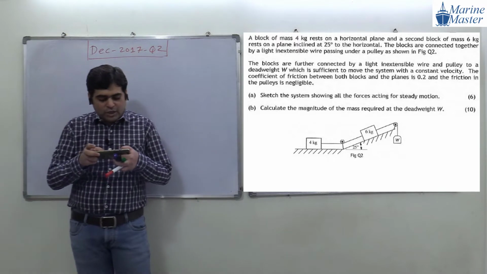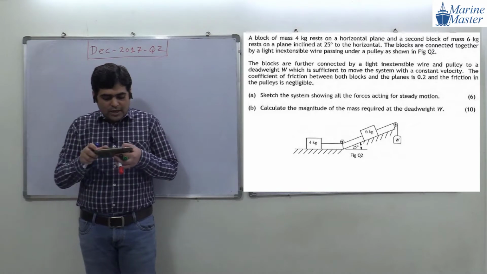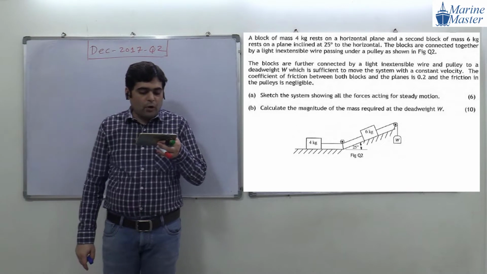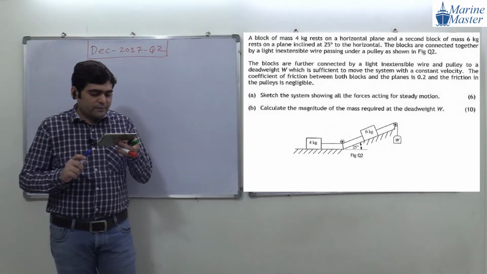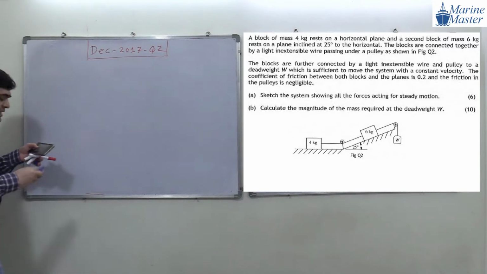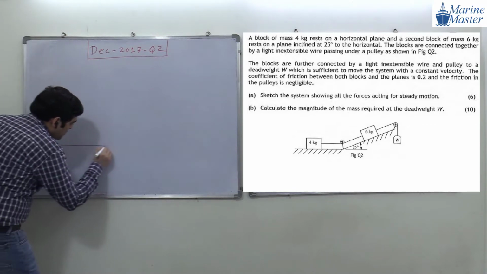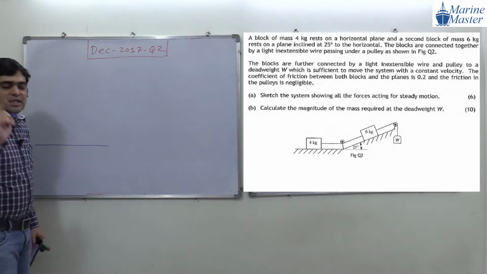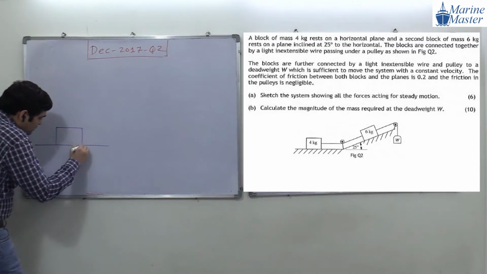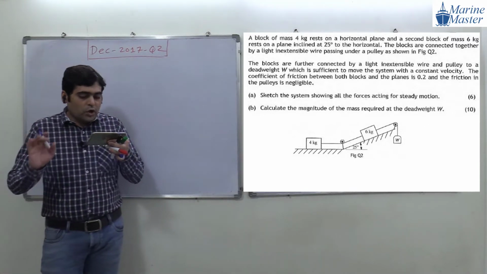Now I am going to read the question, guys. Very nice question. We have a block whose mass is 4 kg, resting on a horizontal plane. So here we have a horizontal plane, and on this horizontal plane there is a block of 4 kg.